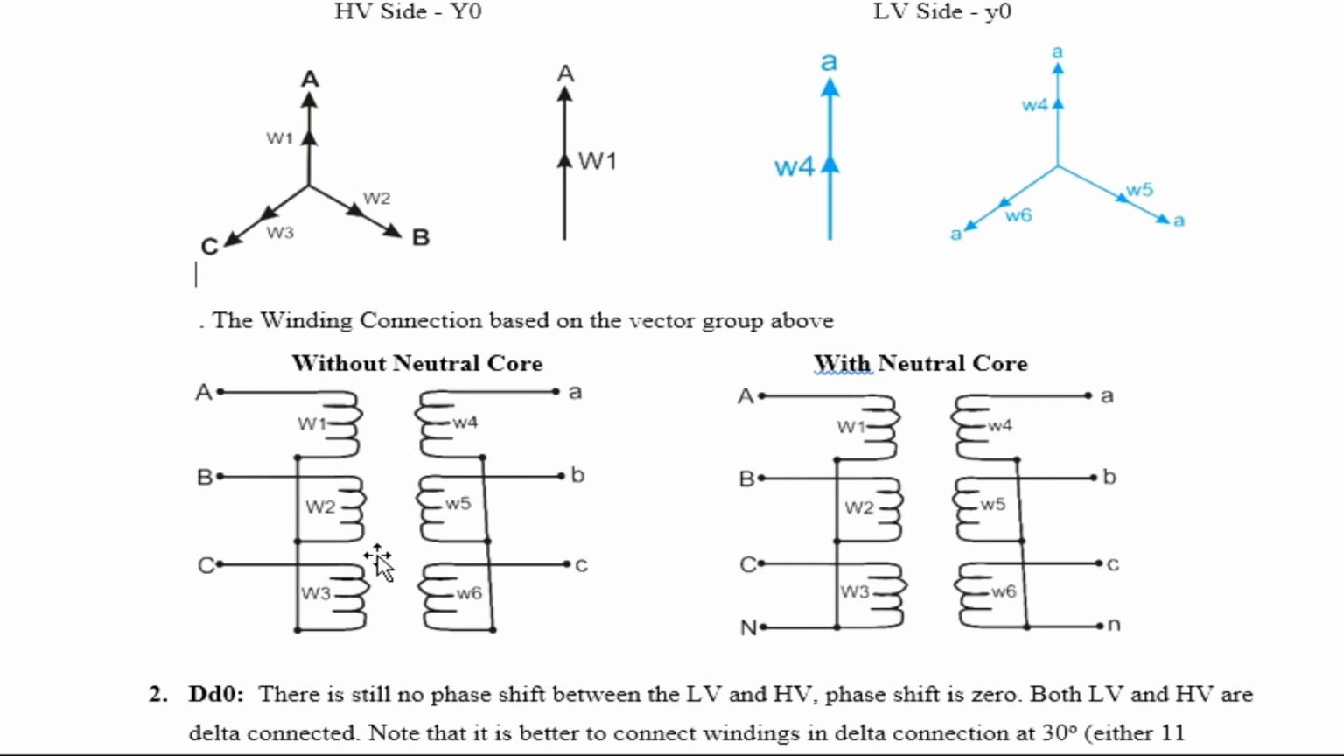Now this is the high voltage side. The high voltage side is the star side. So you can see that this is your W1, this is your W2, this is your W3.